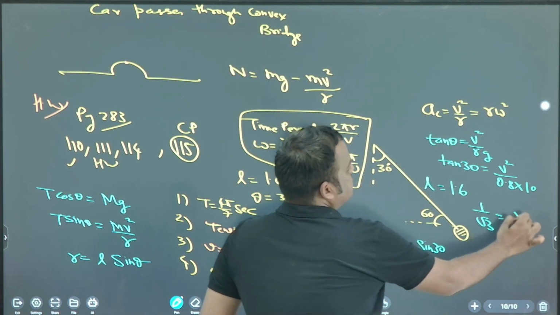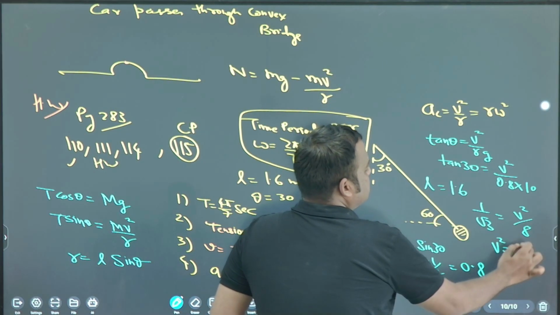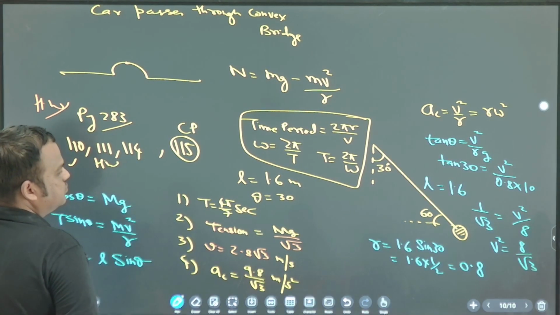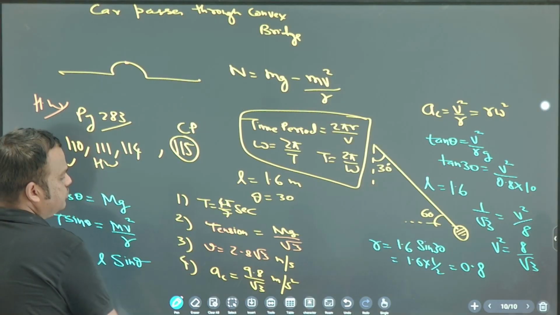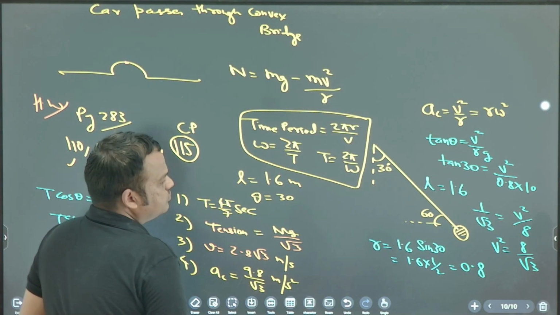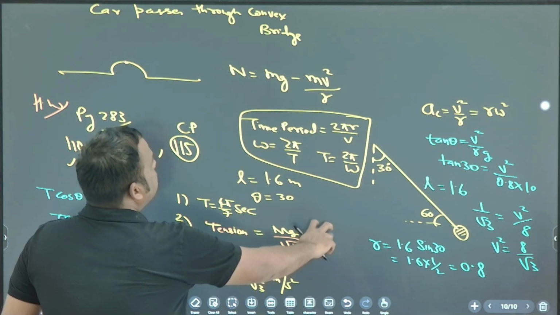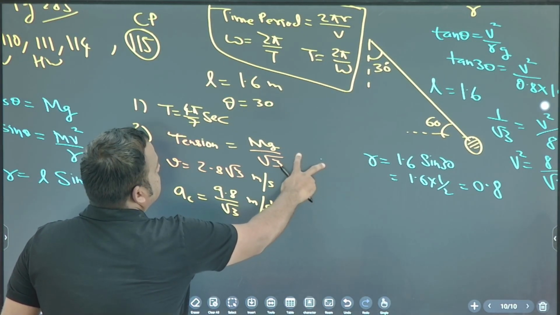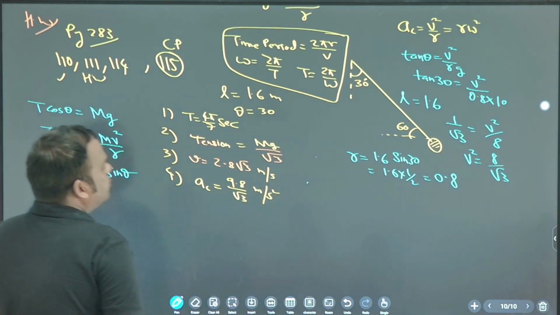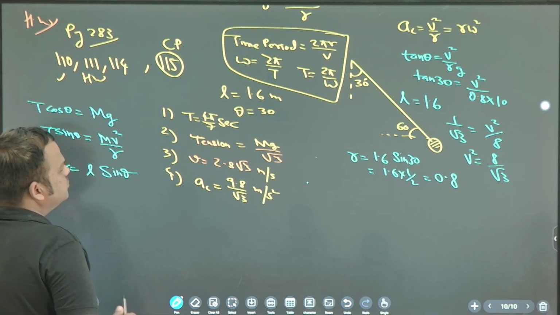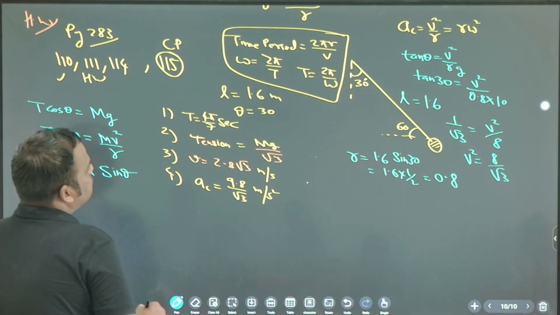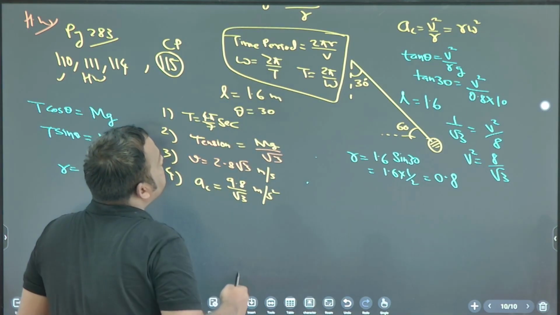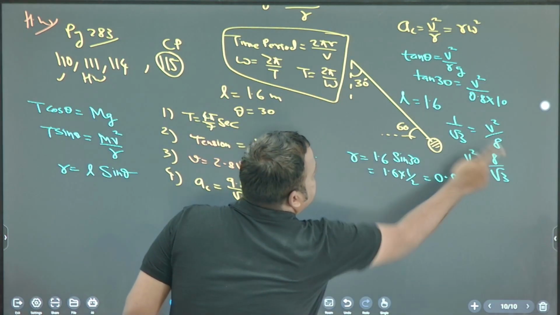So 1 by root 3 is V square by 8. So V square is 8 by root 3. Okay, now calculate time. V square is 8 by root 3.